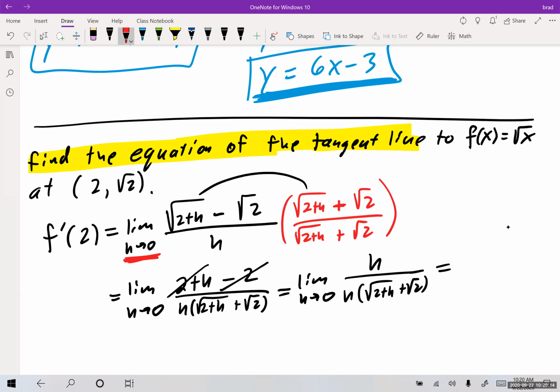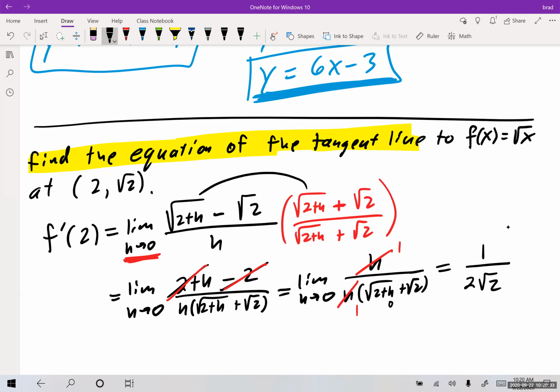Now we see the h's will cancel. The h cancels and becomes 1. Now we can finally plug in our limit. So this will become 1 over, and if we plug a 0 right in there, that will become the square root of 2 plus the square root of 2, which would be 2 square roots of 2.